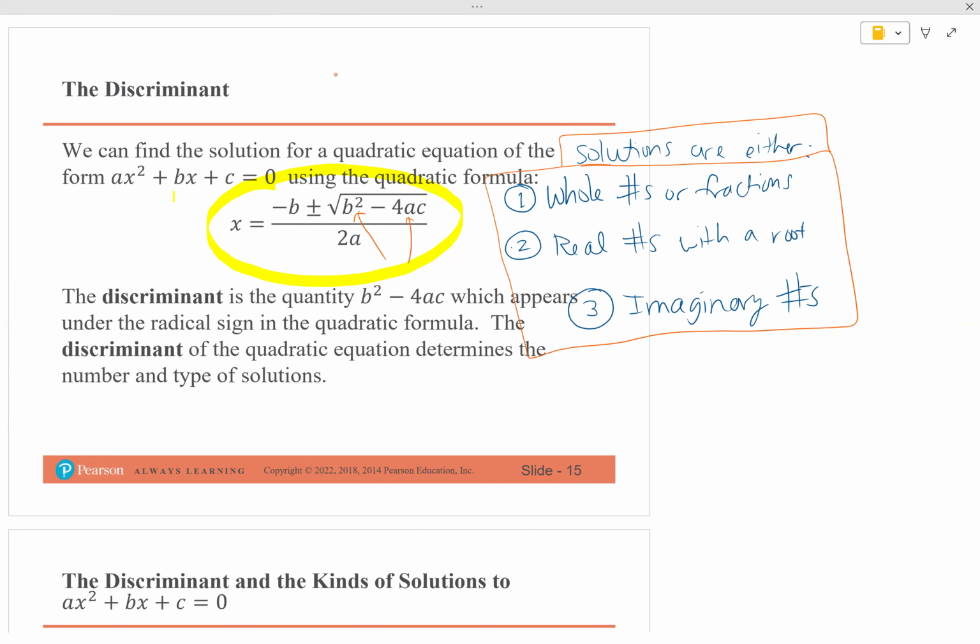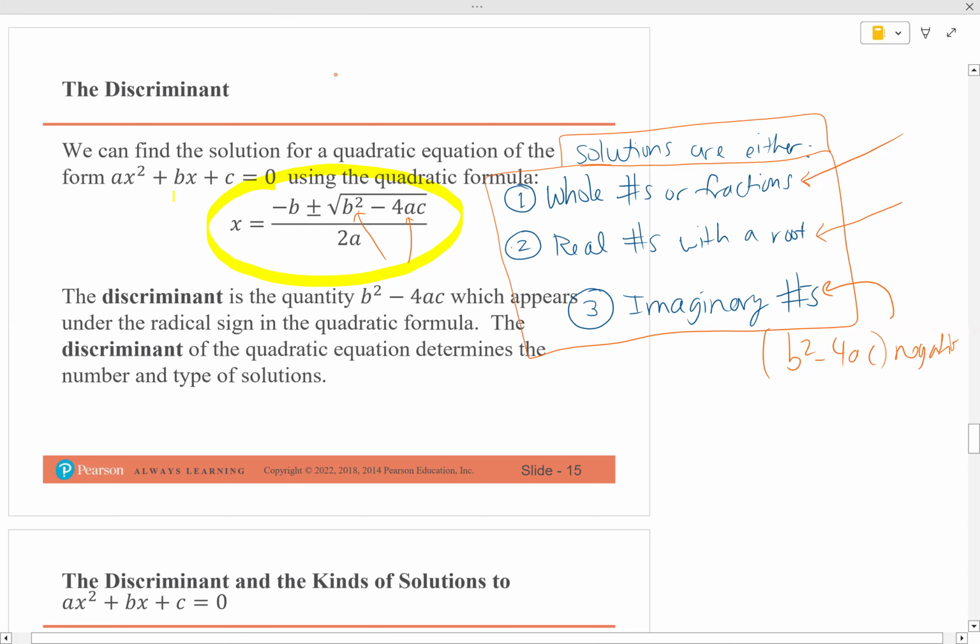Because whatever b squared minus 4ac is, if it's a nice number that has a square root, you're going to end up with the whole answer being a fraction or a whole number. If b squared minus 4ac is a positive number, but it doesn't have a square root, you'll end up with what we had in the previous problem, where it's a real number, but it has a root. And then the last option is if what's inside the square root, b squared minus 4ac, is negative, then you're going to see imaginary numbers as solutions.